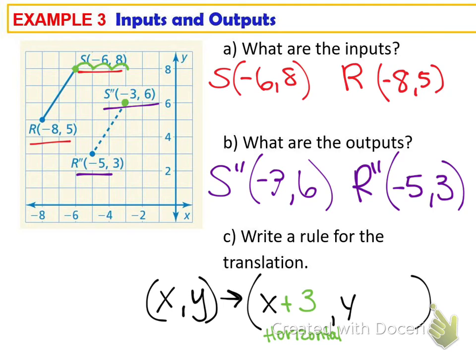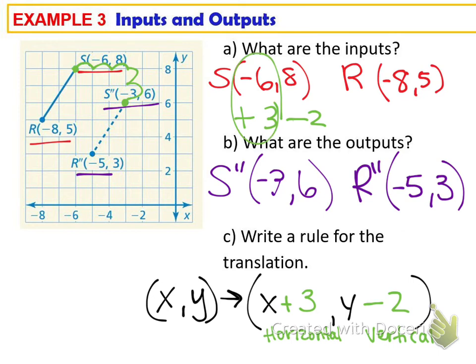And then our vertical component, which is the second, vertical. Did I go up or down? Down, and I went down how many? 2. So if I go down 2, is that plus or minus? Minus.